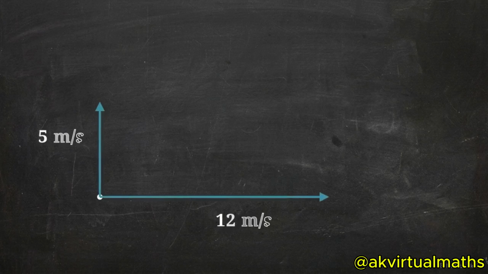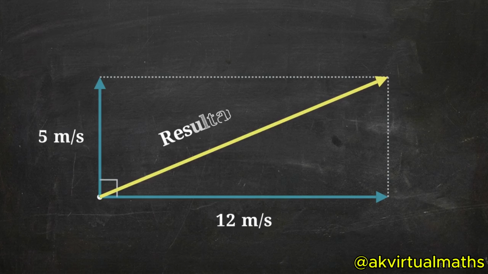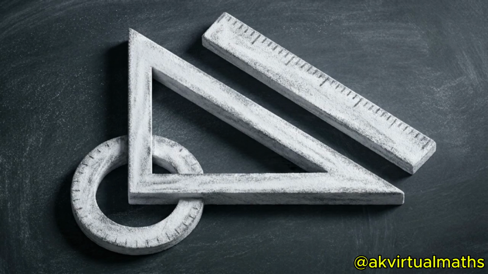reality. An object experiences two velocities at right angles, 12 meters per second horizontally and 5 vertically. To find its true path, we construct a rectangle. The actual movement is the resultant vector, the diagonal drawn from the starting point. Finding this resultant vector requires calculating two distinct answers, its exact size and its precise angle.